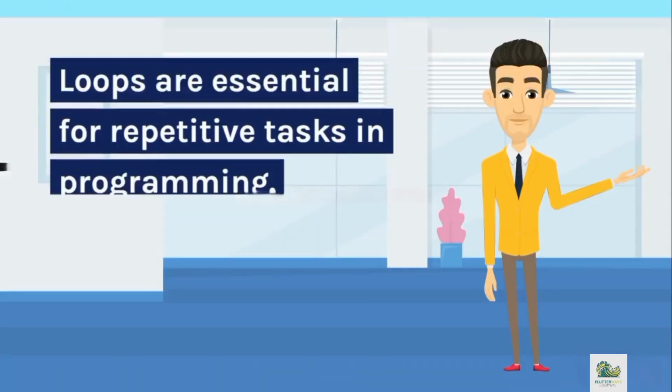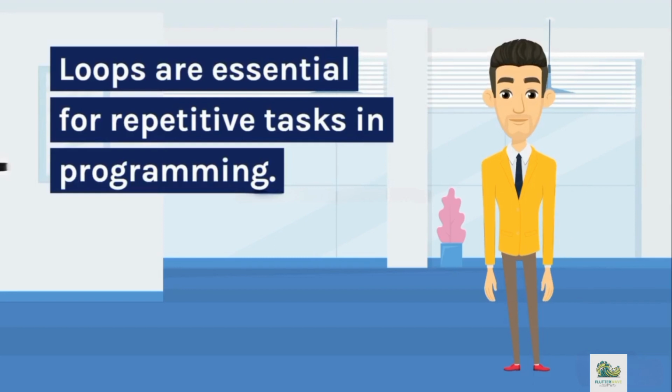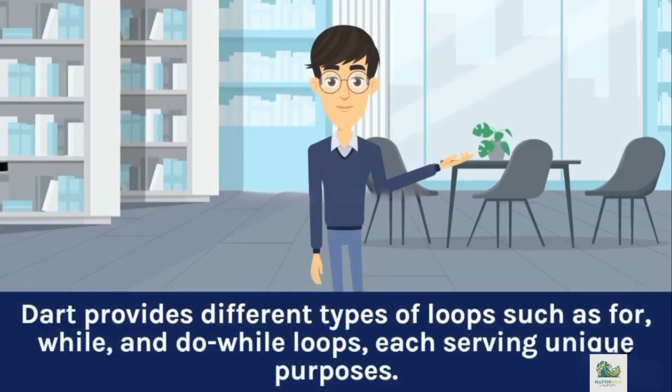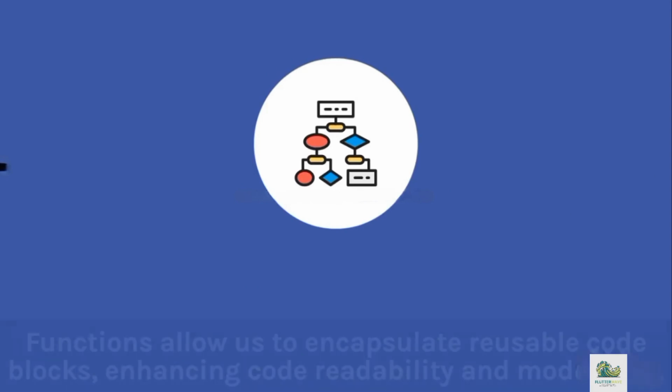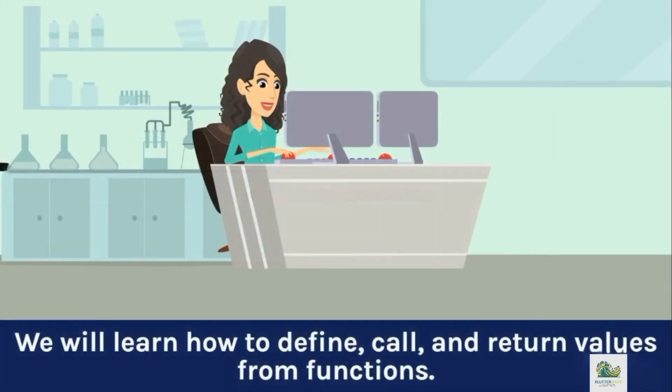Loops are essential for repetitive tasks in programming. Dart provides different types of loops such as for, while, and do-while loops, each serving unique purposes. Functions allow us to encapsulate reusable code blocks, enhancing code readability and modularity. We will learn how to define, call, and return values from functions.